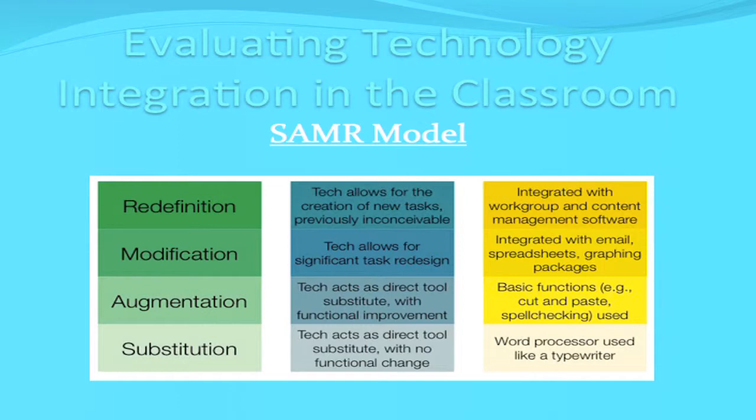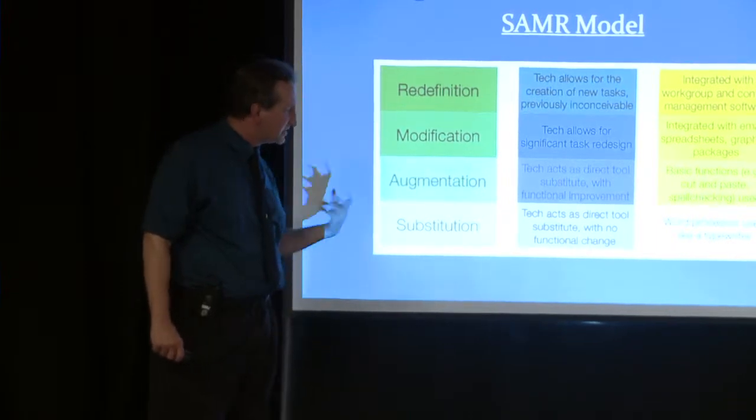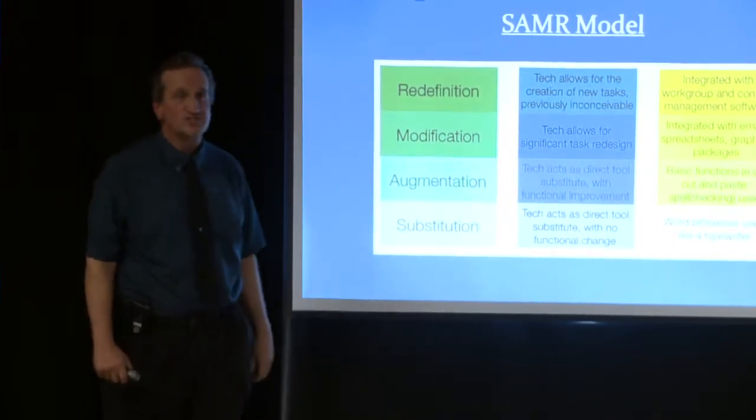Basically, this model is what we can use as administrators, teachers and educators to determine whether or not there is successful integration of technology in the classroom. There are four different parts to this, and it is a hierarchy. At the very bottom, we have substitution of technology. As you can see here, the technology acts as a direct tool or substitute.